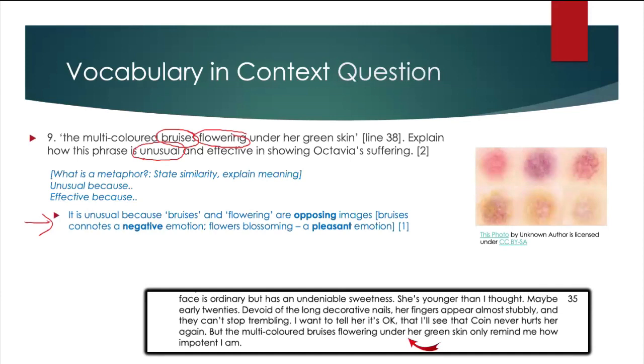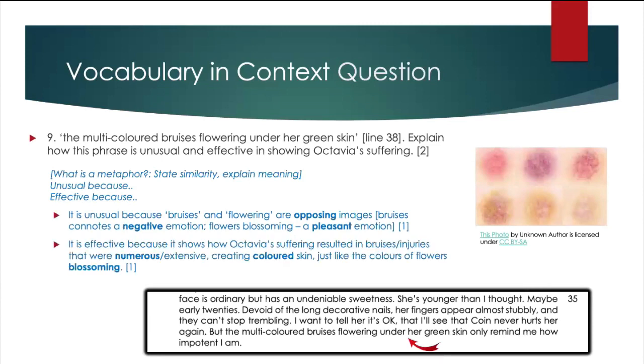Now, what makes it effective? Attempt your answer again and then let's see. Basically, it's effective in showing how Octavia had been hurt terribly. Isn't it something along the lines of how big the bruises were? Yeah. Which conveys Octavia being hurt badly or many times. Okay. So you're kind of hitting around the answer. Yeah. So let's look at this.